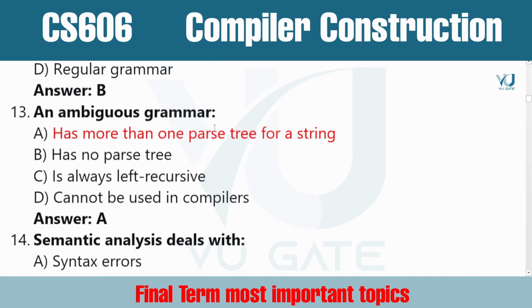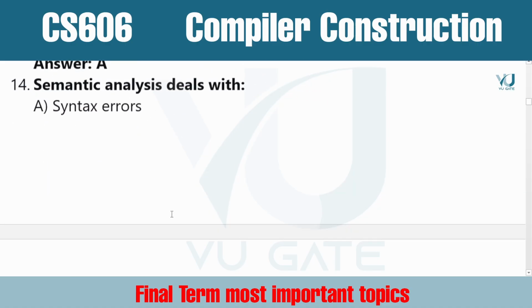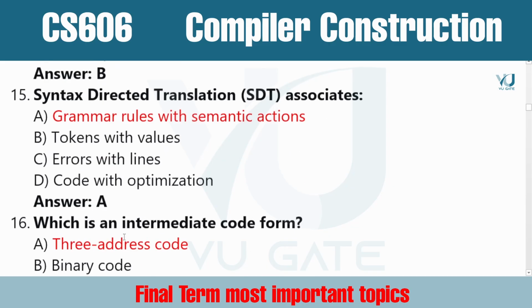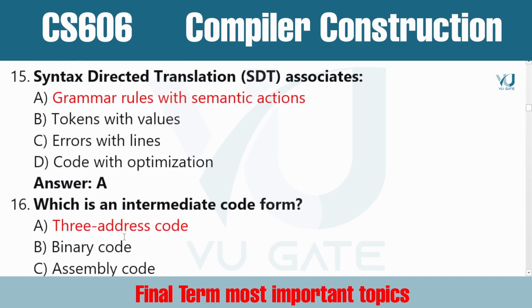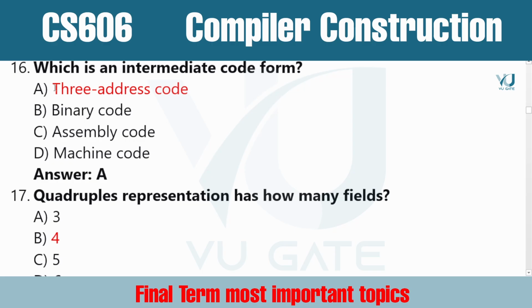An ambiguous grammar. The correct answer is option A, has more than one parse tree for a string. Semantic analysis deals with. The correct answer is option B, type checking. Syntax-directed translation associates. The correct answer is option A, grammar rules with semantic actions. Which is an intermediate code form? The correct answer is option A, 3-address code.